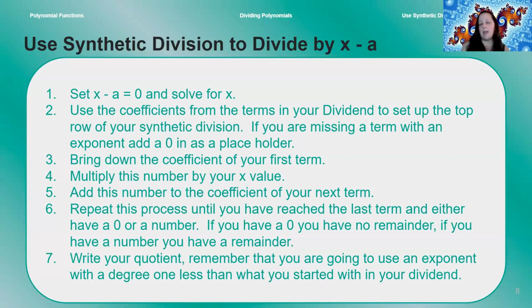If I have a 0, it means I have no remainder. If I have a number, that is my remainder. Okay. I write my quotient. Remember that you are going to use an exponent with a degree 1 less than what you started with in your dividend. So if I started with an x to the third power, my quotient is going to have an x squared as my first term.